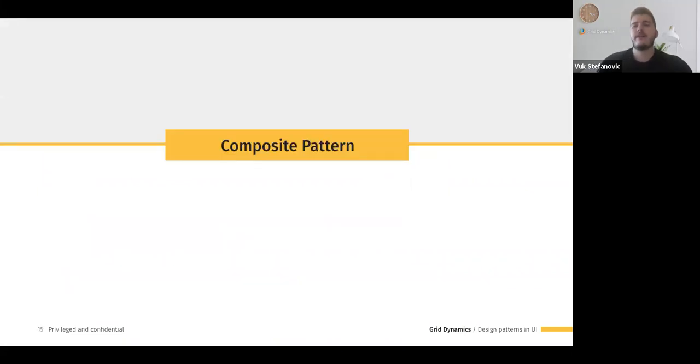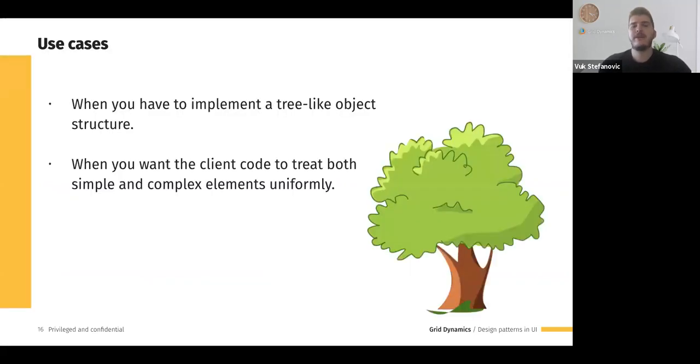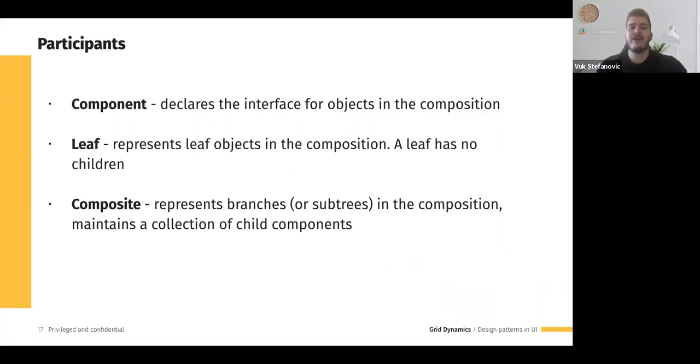Now, the next one is the composite pattern. This one I think is pretty simple to understand. It's basically used when we have to implement some tree-like object structures and when we need to treat both complex and simple elements uniformly. But what does that mean? Again, I think it will be simpler to explain with an example.